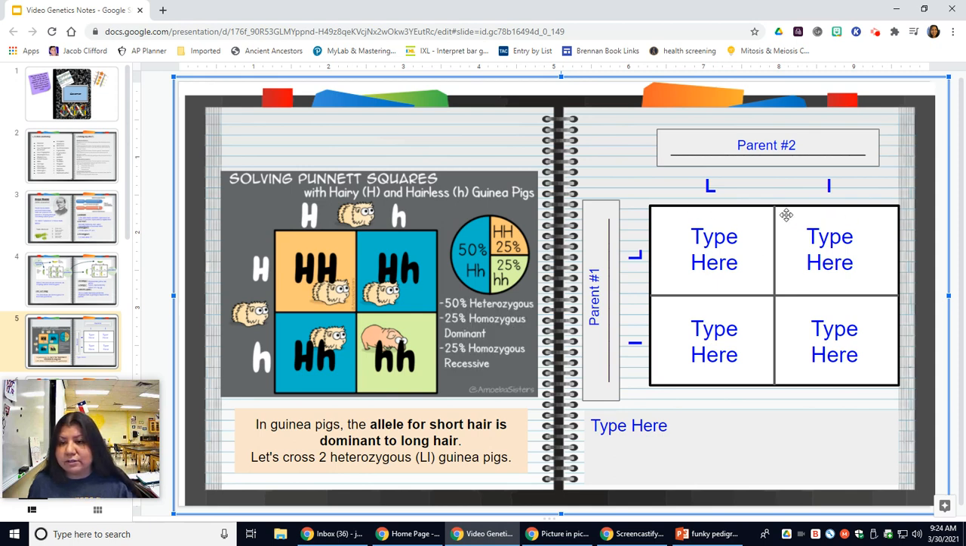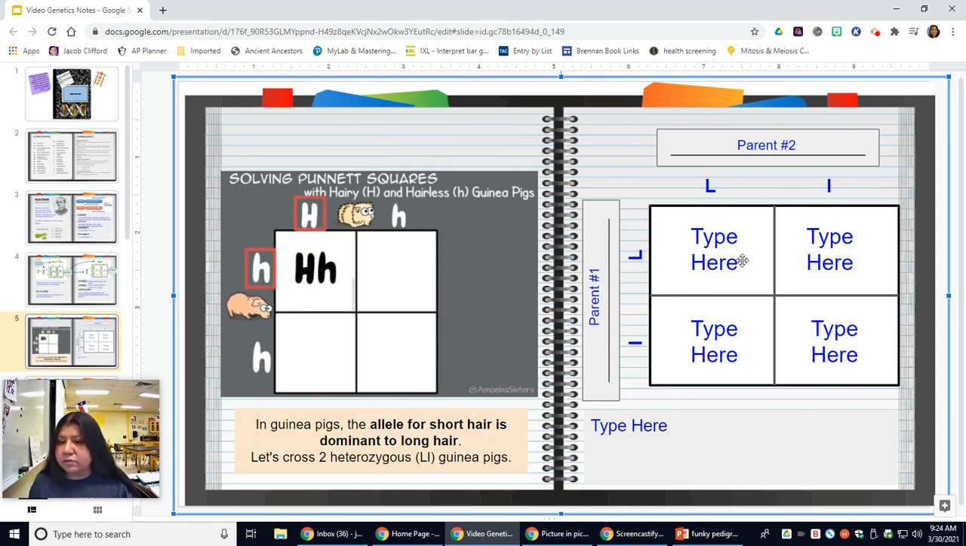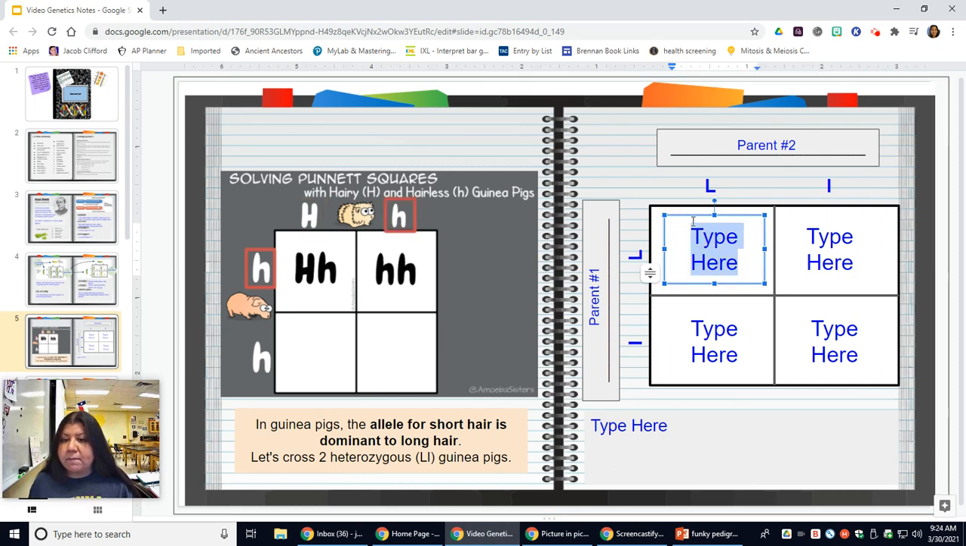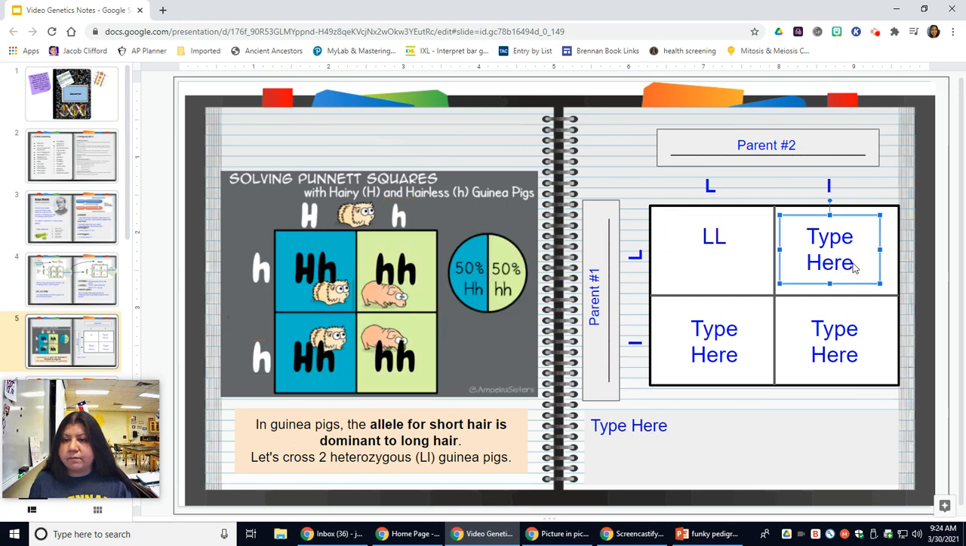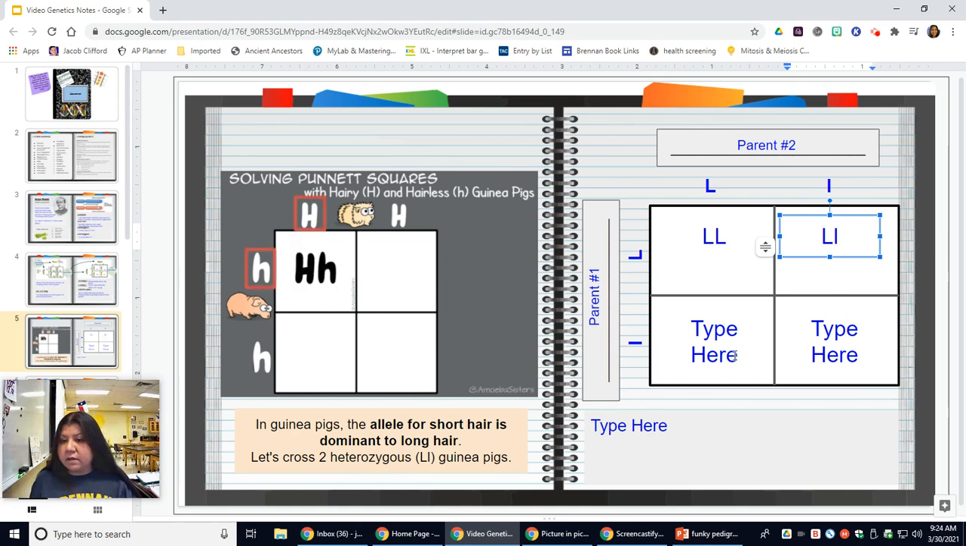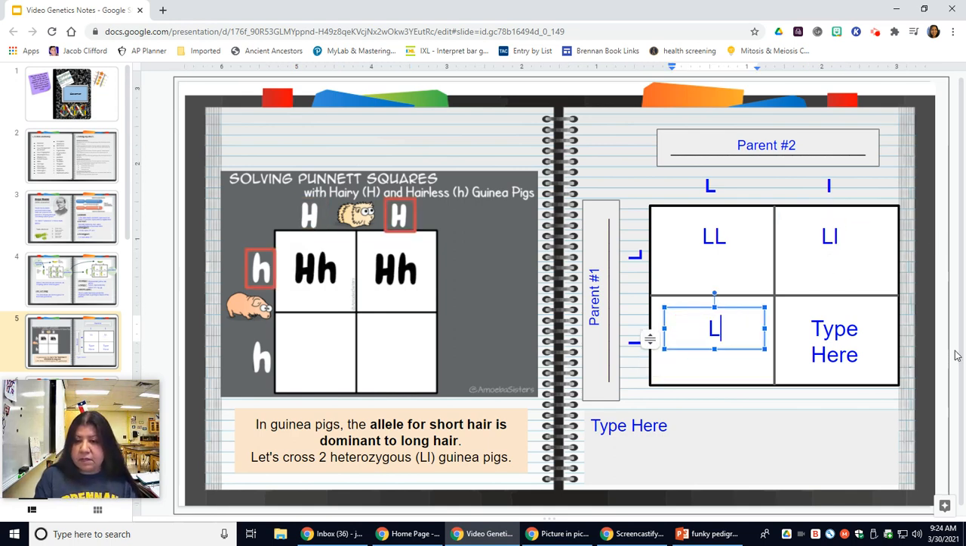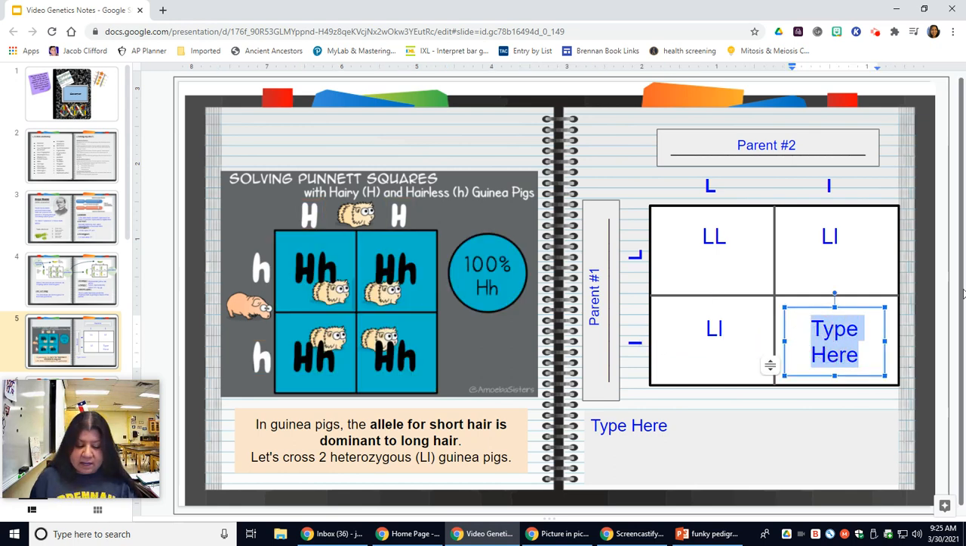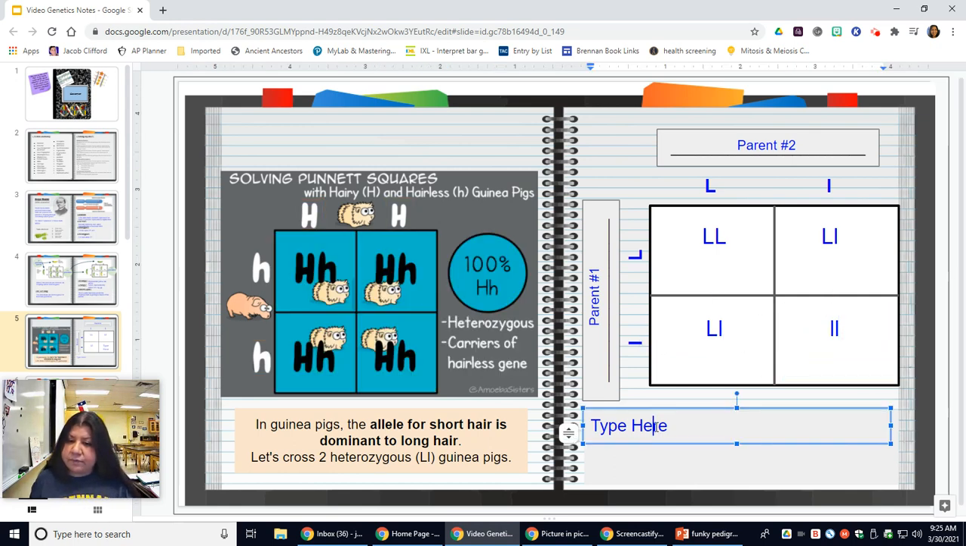Next, the letters that are on top are going to be filtered down. The letters to the side are going to be filtered to the right. If I match up my 2 letters, I have big L, big L. I'm going to match up these 2 letters, big L, little l. I'm going to match up these 2 letters, big L, little l. And then lastly, I have little l, little l.